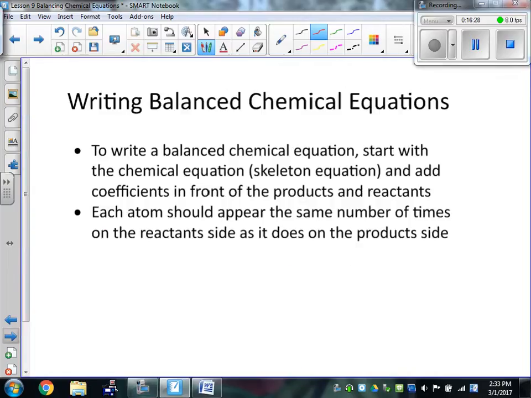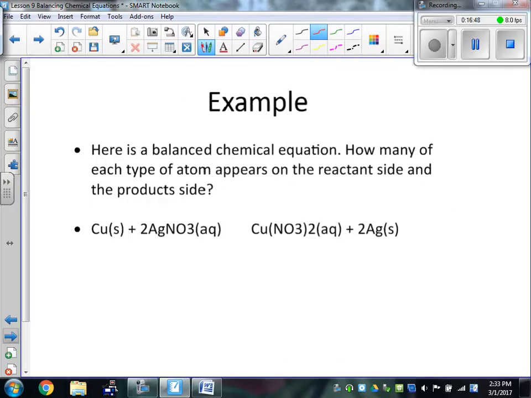Okay. So when you're going to write a balanced chemical equation, start with the chemical equation and add coefficients in front of the products and reactants. Each atom should appear the same number of times on the reactants as it does on the product, so make sure you have the same number on the reactant side as the product side, of course. Okay.